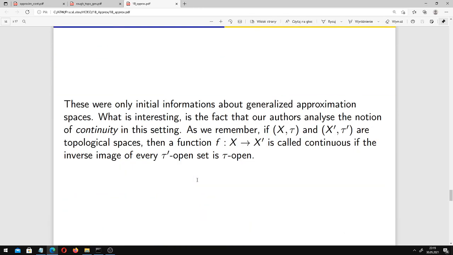These were only initial pieces of information about generalized approximation spaces. What is interesting is the fact that our authors analyzed the notion of continuity in this framework. As we remember, if we have two topological spaces, one with universe X and tau, and one with universe X prime and tau prime topology, then a function f from X to X prime is called continuous if the inverse image of every tau prime open set is tau open.